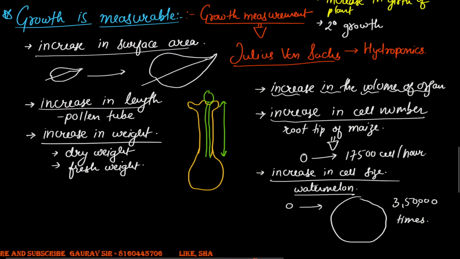In this video, we will be discussing phases of growth. But first, let us have a brief recall of what we studied in the last video. In the last class, we discussed growth being measurable. This measurement can be done with respect to the surface area, the length of the plant, the weight, volume, number of cells, and the cell size.